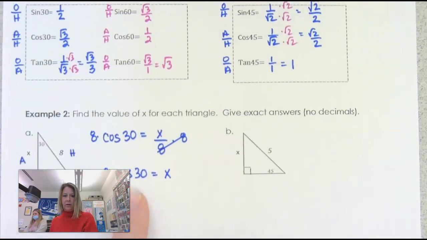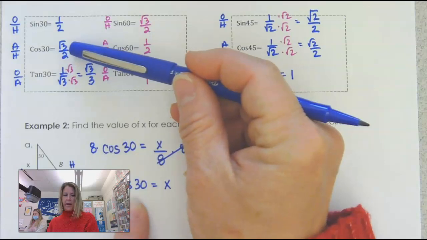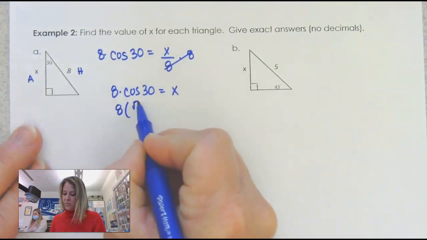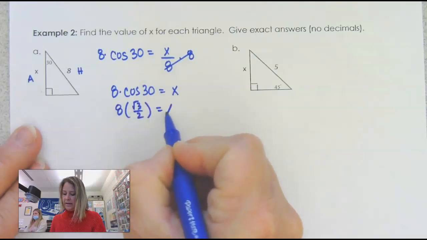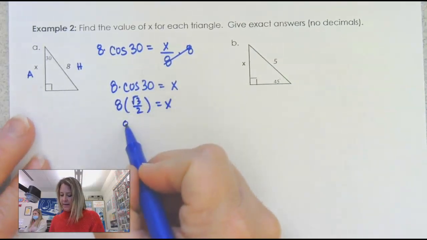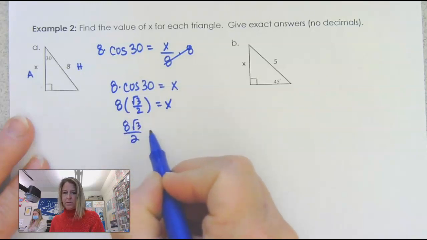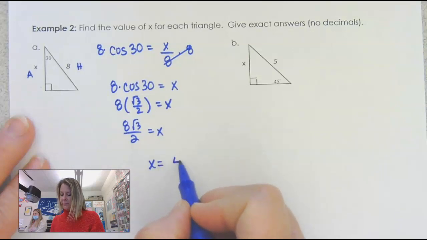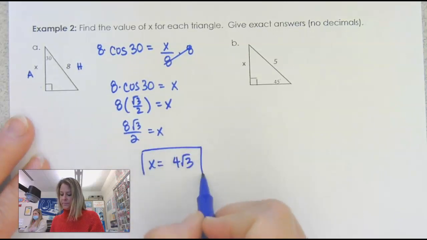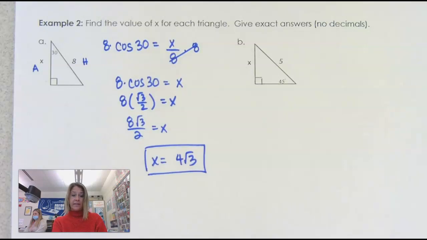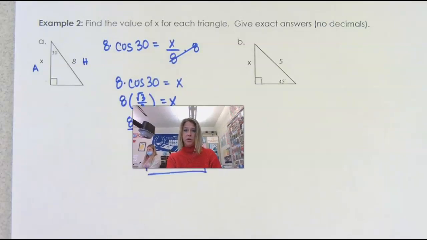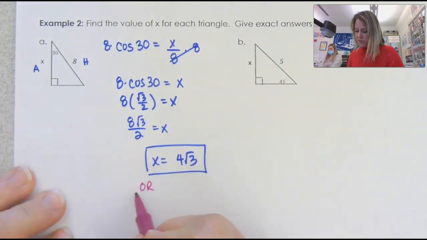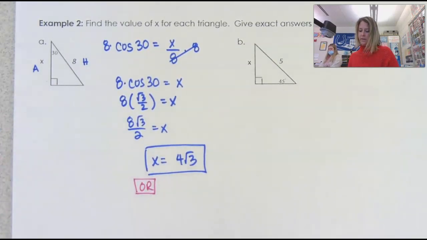Cosine 30, if I look up here at this chart, is radical 3 over 2. So I've got 8 times radical 3 over 2 is equal to x. If I multiply this, I get 8 radical 3 over 2, which 8 over 2 becomes 4, so x is 4 radical 3. All right, so that's the trigonometry way to solve that. Let me show you, or we could do this using our special right triangle rules, which works.